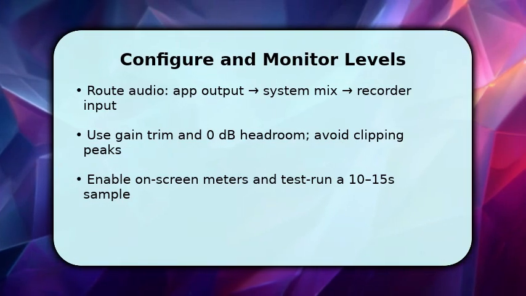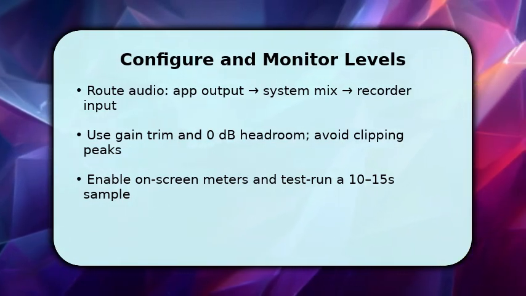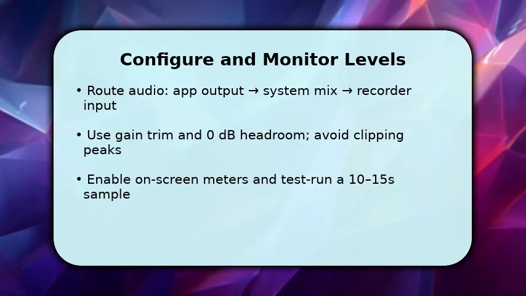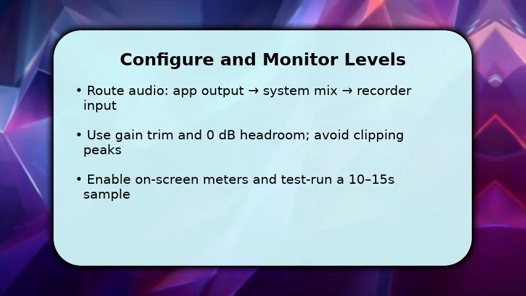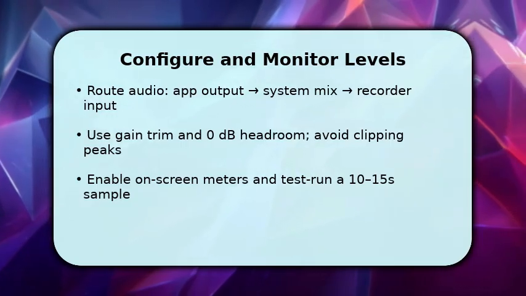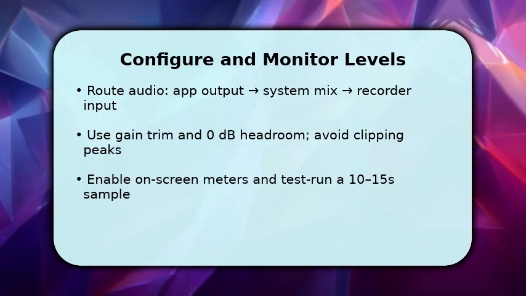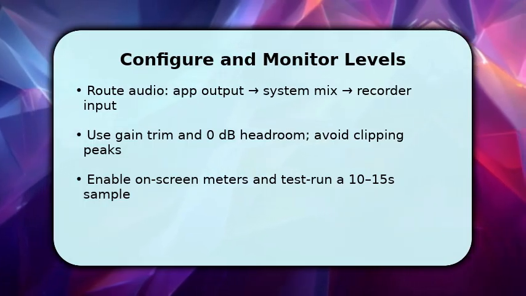Now you route audio correctly. Select the target app output, direct it into the recorder's system mix input, and confirm the track is armed. Adjust gain trim to keep peaks below 0 dB. You want about -6 dB headroom to avoid distortion while preserving dynamic range.